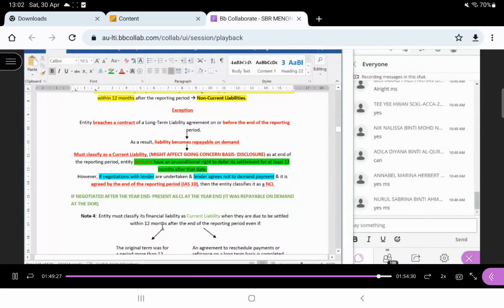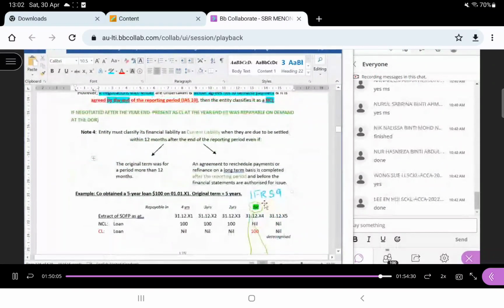But when we negotiated, the lender agrees already. But when did I negotiate? That's very important. Negotiations happened before the year end. No problem. Negotiated before the year end. I've got an unconditional right to defer. It's NCL. Once you finish, you tell me. Come, write the next part. But if negotiation happened after the year end, too bad. At the year end, it is still repayable on demand. Then I have no choice. I have to present it as a current liability. Got it?